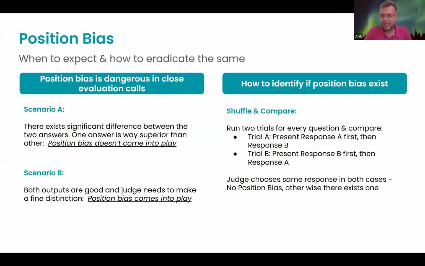To understand if your judge has position bias or not, you use a strategy called shuffle and compare. You switch the responses in your different outputs, and then ask the LLM as judge to rate which is the better response. If after shuffling, the LLM as judge also shuffles its answer, it means the judge has a position bias, and you need to work on removing that bias.